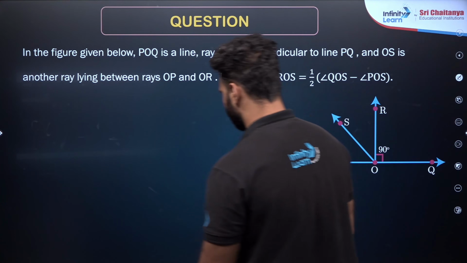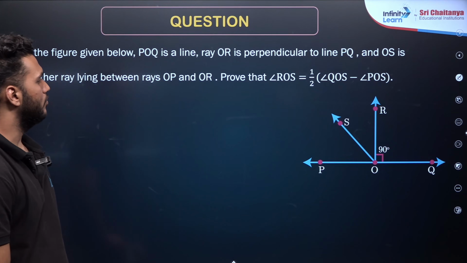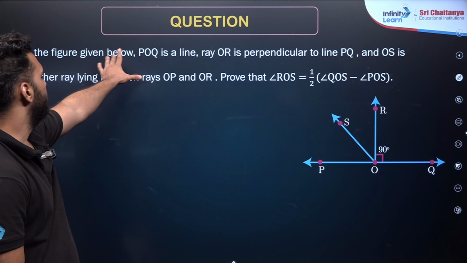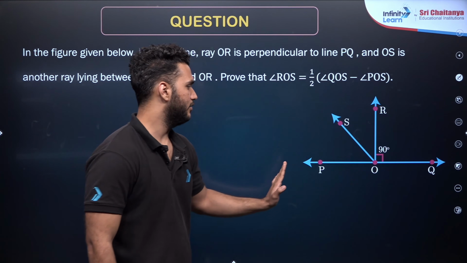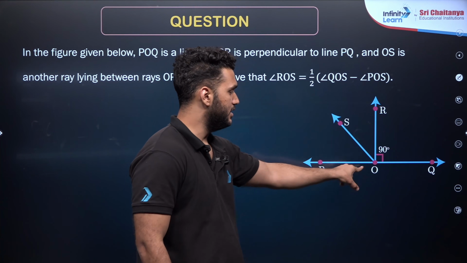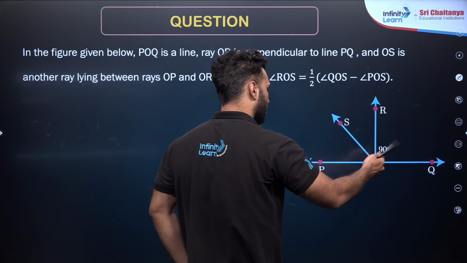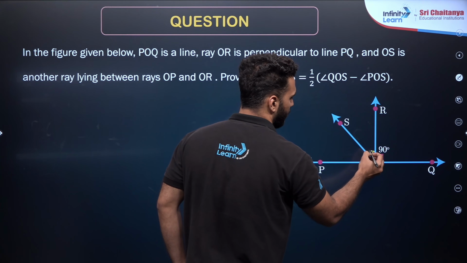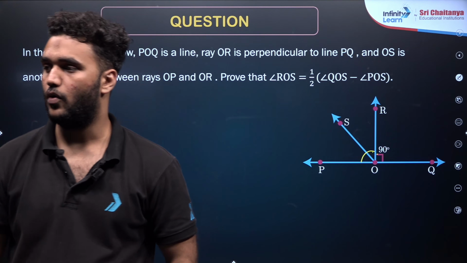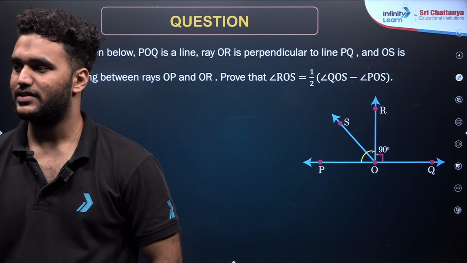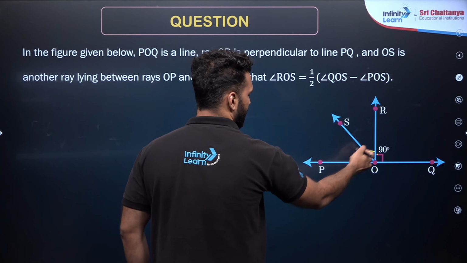Next one. This question is quite interesting, and you will also see this question in your NCERT. In this question, in the figure given below, POQ is a line. It means it will make a linear pair. OR is perpendicular. Now, if this is 90, can you tell me the value of this angle POR? Can you tell me the value of POR?